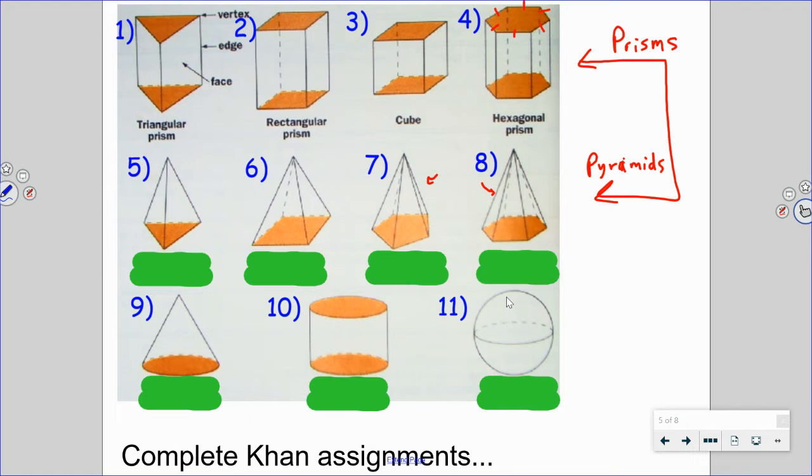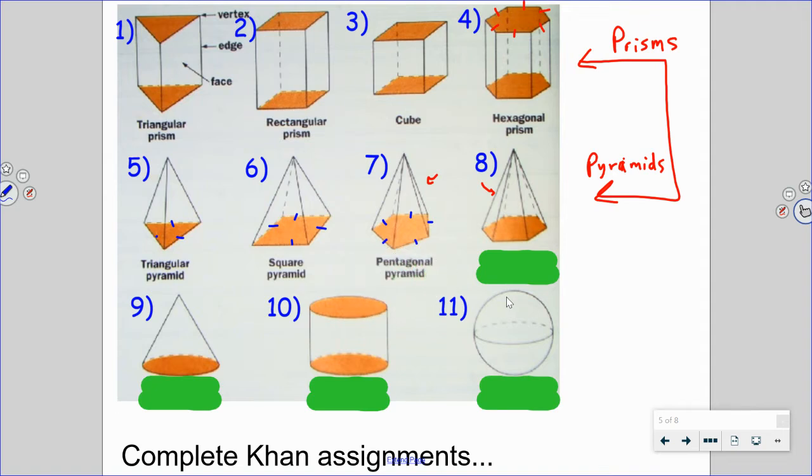Now, if you take a look at the second row, number 5, triangular base, triangular pyramid. Number 6, is that a square or rectangle? I think that's a square base, thus a square pyramid. Number 7, 1, 2, 3, 4, 5, pentagonal base, pentagonal prism. And number 8, 1, 2, 3, 4, 5, 6, hexagonal base, hexagonal prism. So first two rows, if they have edges, first decide if they're prisms or pyramids, and then name those prisms or pyramids by the shape of the base.